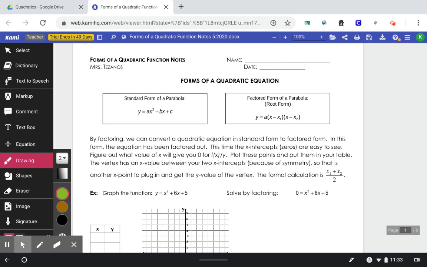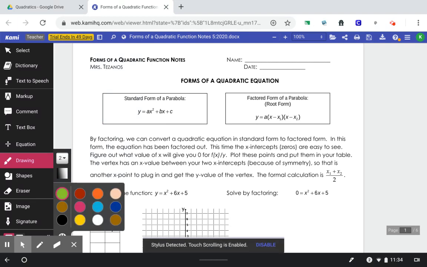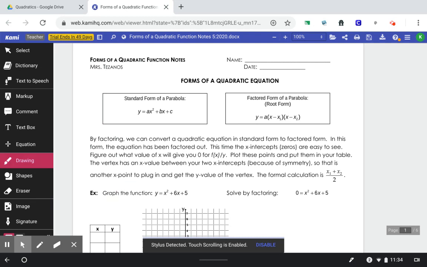Hi guys, today we're going to talk about different forms of a quadratic function. Depending on the form that your quadratic is in, there are certain things that you can pull out easier when a quadratic is in standard form versus root form or factored form versus vertex form. So far we have looked at quadratics primarily and been graphing them primarily in standard form.